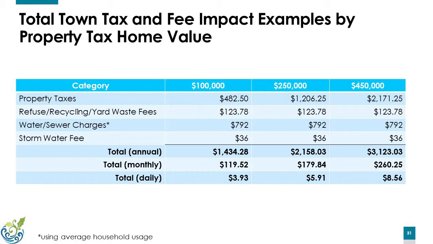You see at the $250,000 level, that comes to $5.91 per day. And then if you were to extrapolate that out, if you had a home value of $450,000, that total daily tax and fee impact equates to $8.56.